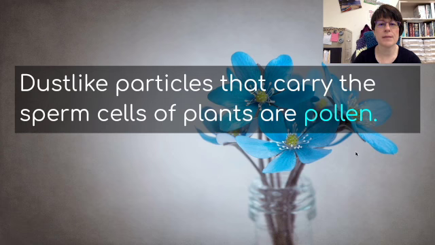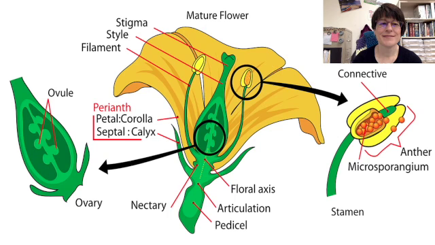The dust-like particles that carry the sperm cells of plants are called pollen, and those are produced in the anther, which is part of the stamen on top of the filament. So right here is that pollen on the top of that filament up here.